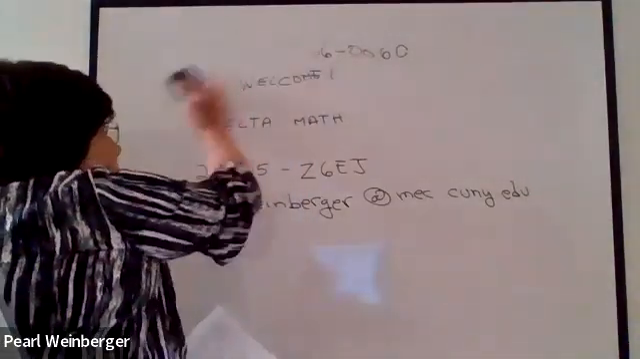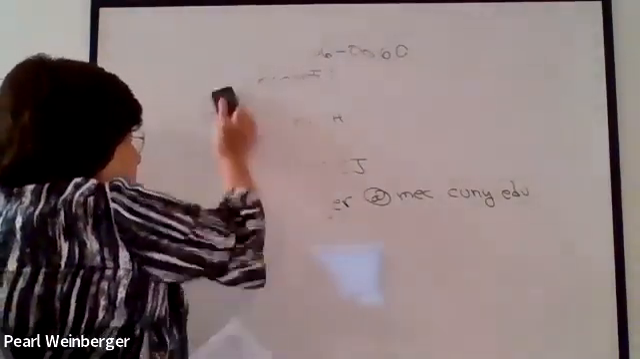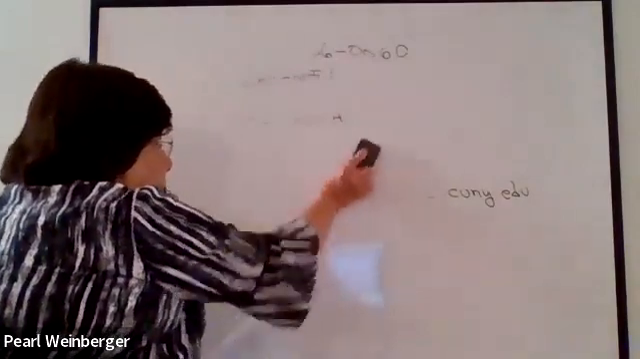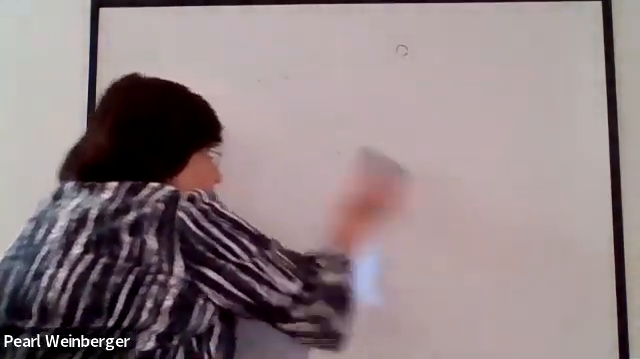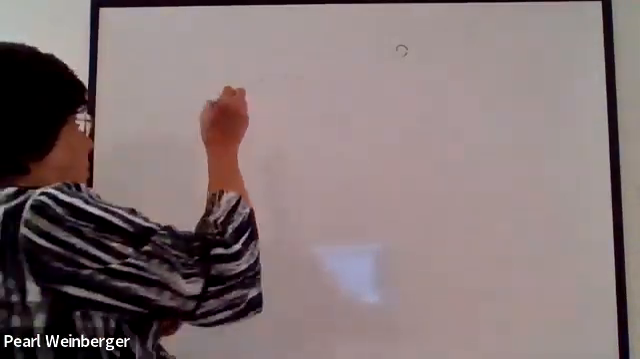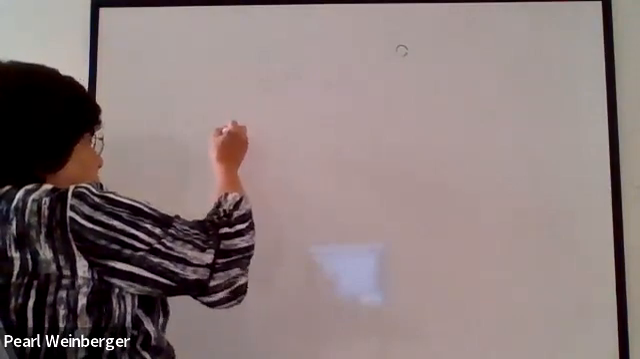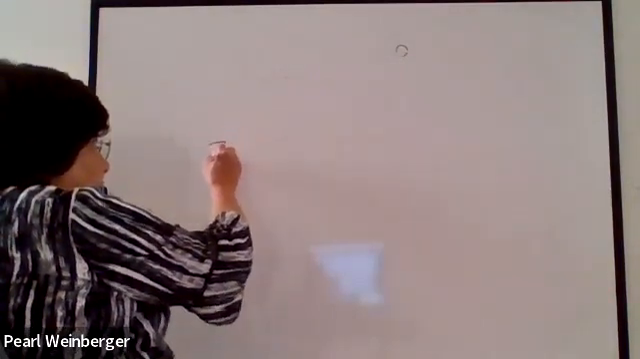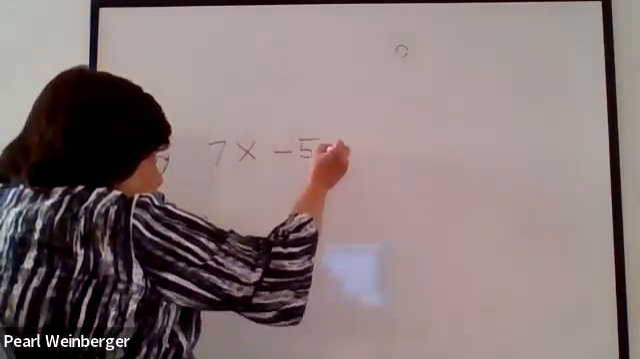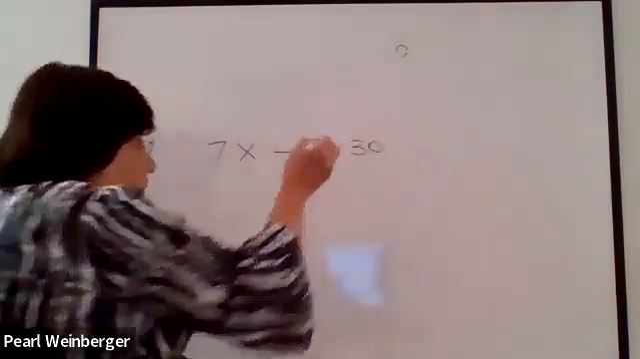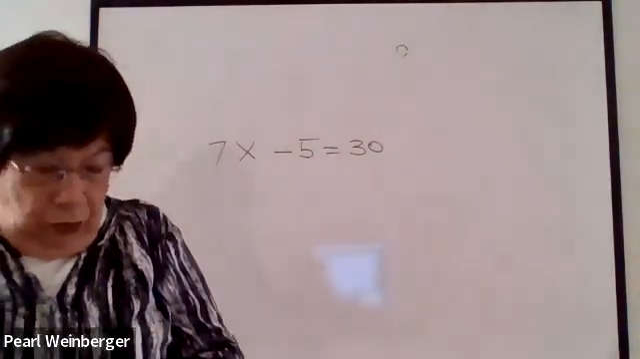Okay. Well, here's a problem. We're going to start with solving, first of all, the most basic type of equation. Suppose I gave you 7x minus 5 equals 30. I'd like everybody to try that, and when you come up with an answer, you can put it in the chat.